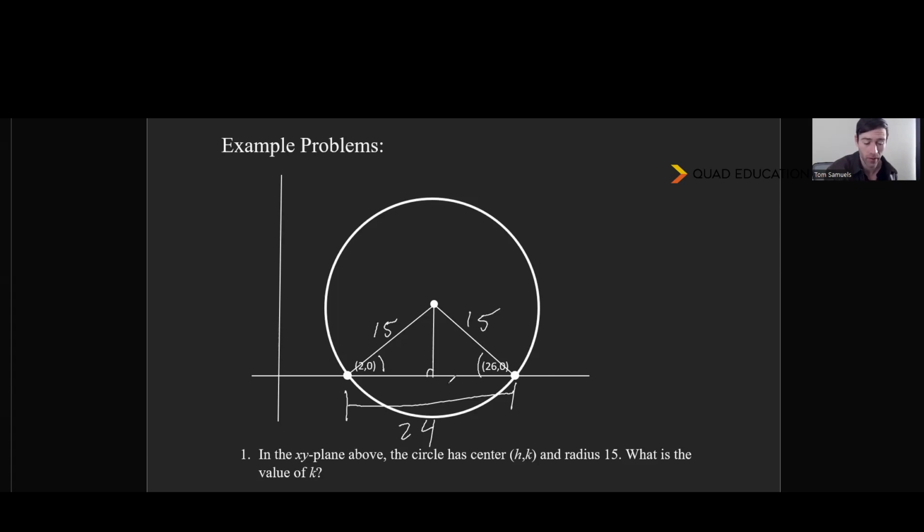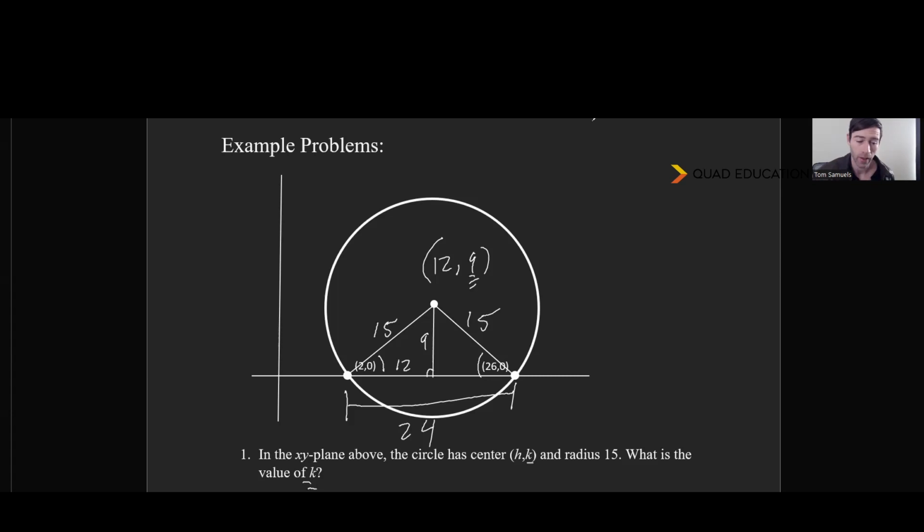We also know it's an isosceles triangle because both of these are 15 because they're both radii. And that means that this is halfway between, so we can divide this by 2 and get 12 right here. And you may pick up here that we don't need to do Pythagoras because this is a 3, 4, 5 triangle, because 15 is 3 times 5, 12 is 3 times 4, and then the other side would be 3 times 3, which would be 9.